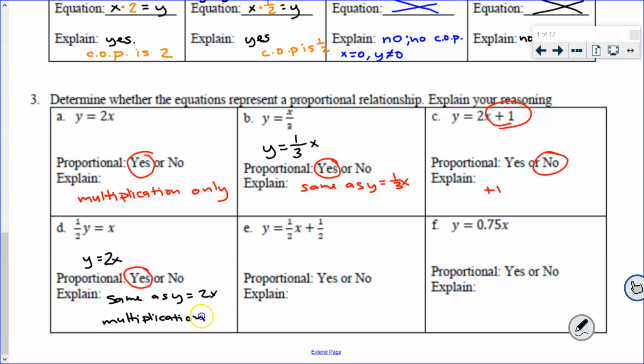E, is it proportional? No. Why? It has addition. F, is it proportional? Yes, it's only multiplication.